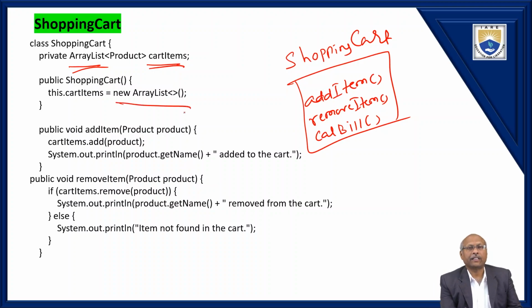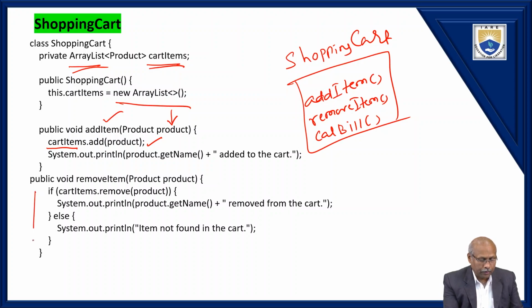So my constructor is initializing the object. Then addItem. What do you have to add? The product. Whatever product you want, you can add it. Product p is added. So in the cart, because this is my ArrayList, in that ArrayList I can add the product. Then removeItem. If this item is available, then you can remove it. If it is not available, you can say not found. So these are the various methods. I will show you how to write them also, just to know how the application looks.